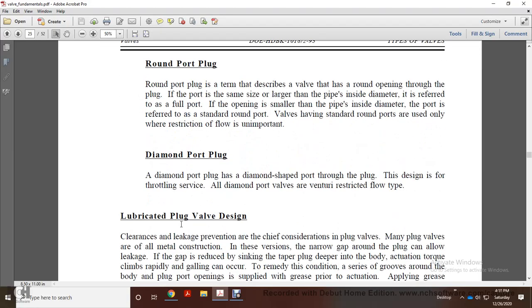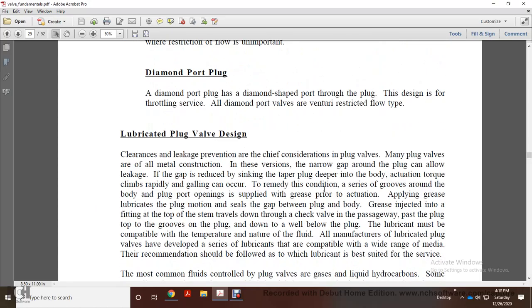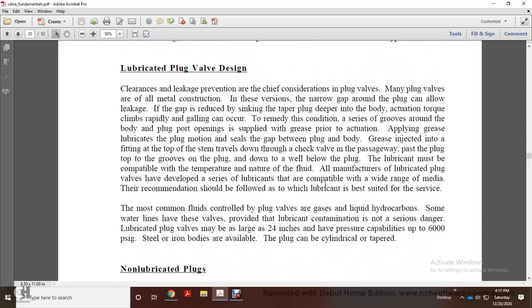Alright, your diamond port plug. The diamond port plug has a diamond-shaped port through the plug with a design for throttling service. All the diamond port valves are venturi restricted flow type. Your lubricated plug valve design.